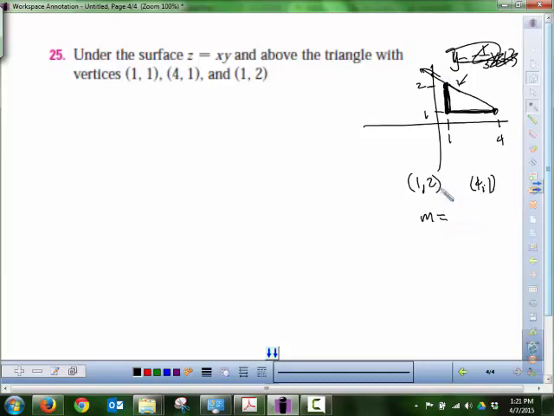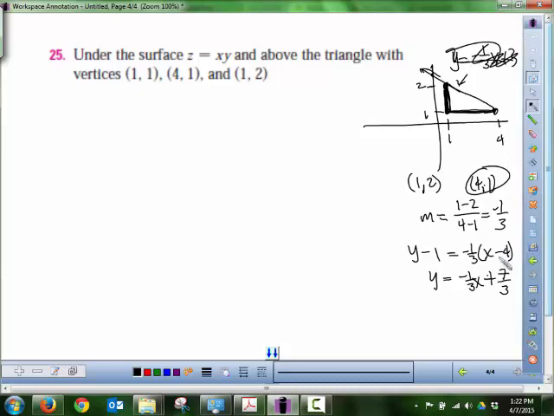All right, I'm already doing it, so. 1 minus 2 over 4 minus 1, negative 1/3. We got the slope right. So y minus, I'll pick this point, y minus 1 is equal to negative 1/3 times x minus 4. So y is equal to negative 1/3 x plus 4/3, plus 4/3 and add 1, 7/3. Yep. All right, so that's my function here.